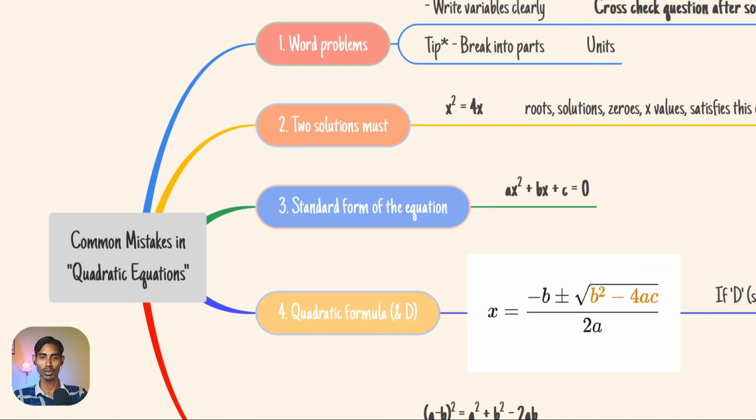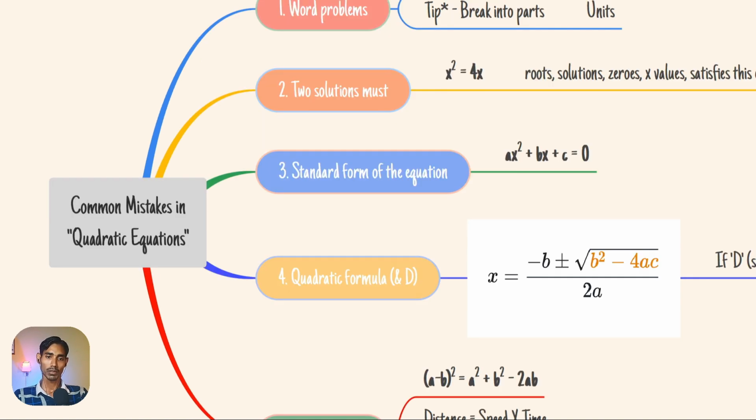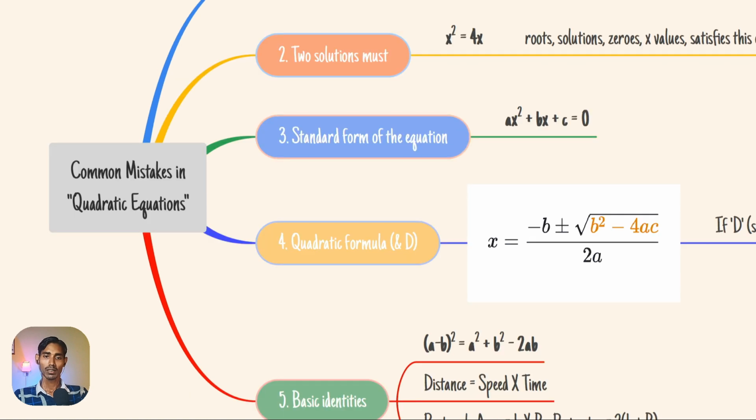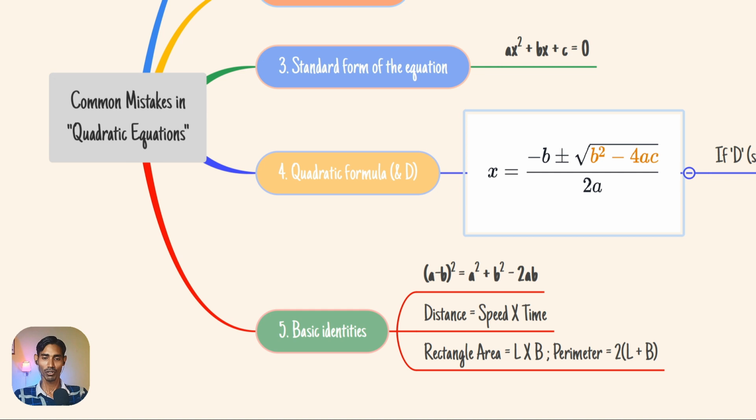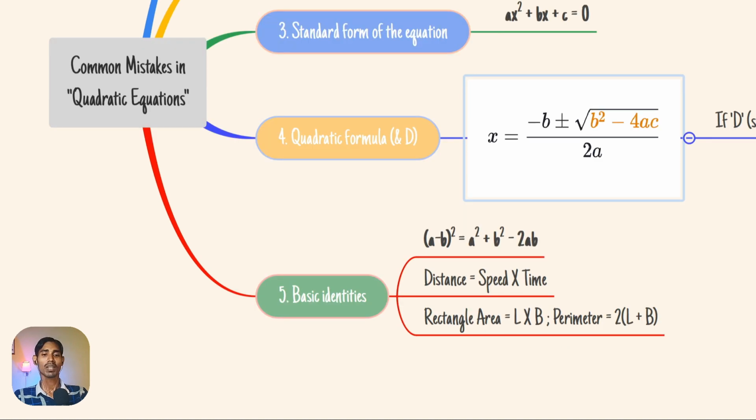First is in the word problems, just checking the solution and rereading the question once again. Second, it's a quadratic equation, so two solutions are a must. Third is the standard form of equation. Please remember. Fourth, quadratic formula. Again, please remember. Fifth, basic identities. Please remember. So if you still have any doubts, you can just let me know.